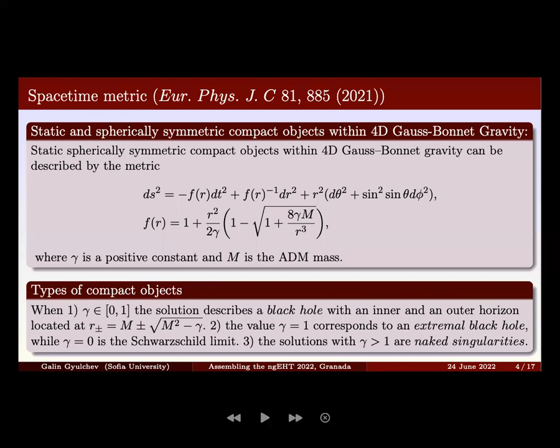If we start to study the metric, we see that in general it describes two kinds of objects. The first one is the black hole. If the gamma parameter lies between 0 and 1, we have this representation of black hole solutions. In particular, when gamma is equal to 1, we have an extremal black hole, and when gamma is equal to 0, we have a Schwarzschild black hole. This is a good interval, because when we show the final results for the images, we will see that we can really understand whether we have a black hole or, for example, a naked singularity. If gamma is bigger than 1, we have a naked singularity.